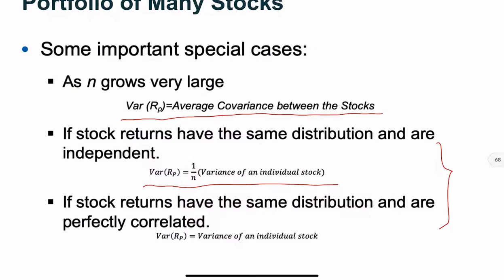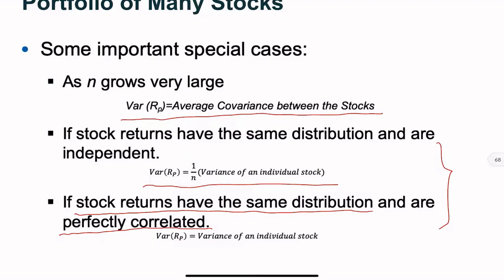And for the third case, if stock returns have the same distribution but are perfectly correlated, then in this case, the variance of the portfolio is really the variance of an individual stock. So there's no diversification here, right? So it's just variance of the portfolio equals the variance of an individual stock.